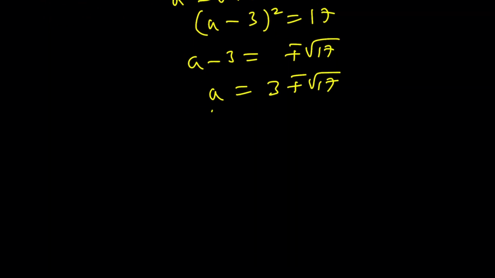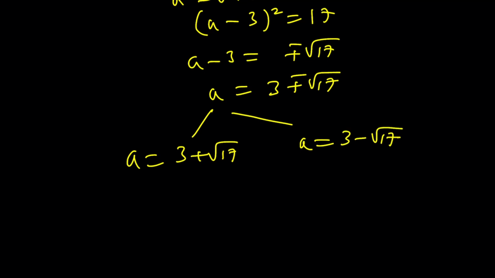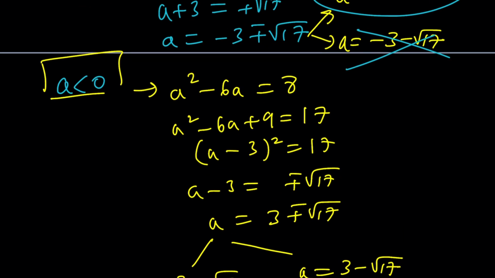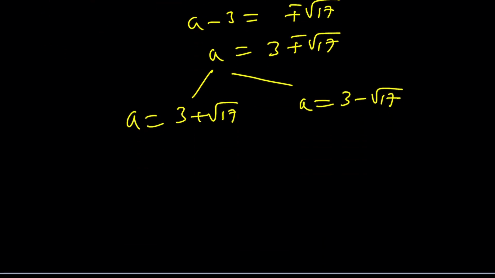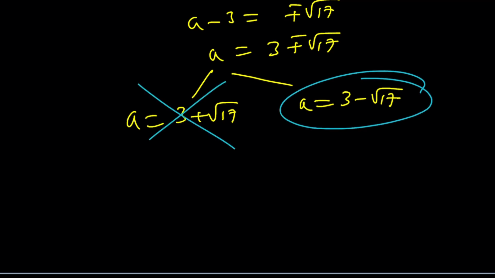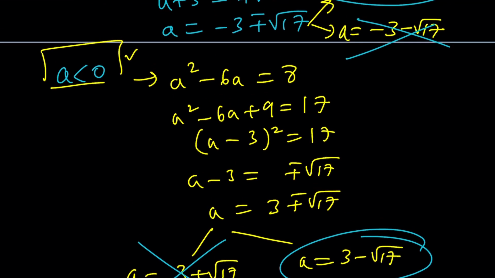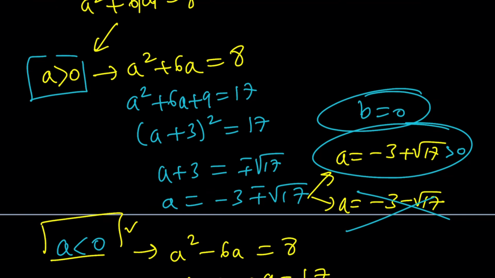But guess what? We're going to split it up into 3 plus root 17 and 3 minus root 17. And we're looking for negative a values. Look at that. So 3 minus root 17 is negative because root 17 is greater than 3 again. So we're going to take it, but we're going to reject the other one because it's positive. So you have to be very careful about these conditions case by case. You have to work everything. Make sense? Cool, cool. Since this was 2a and 2b, we're done with both cases.